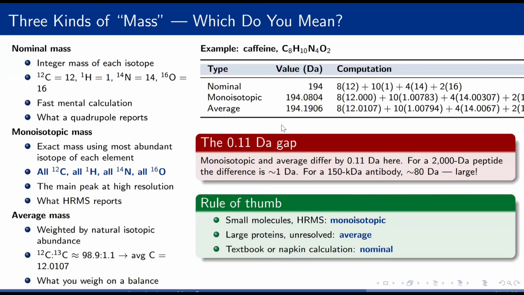But now scale up. For a 2 kilodalton peptide, the gap is about a full Dalton. For more, it becomes 80 Daltons, which is enormous. When you're reporting the mass of a protein and you confuse monoisotopic and average, you can be 80 Daltons wrong on a molecule where the relevant biological modifications are 16 or 80 Daltons. It matters. The rule of thumb: for small molecule high-res work, use monoisotopic. For large proteins with unresolved isotope envelopes, use average. For mental arithmetic on a napkin, use nominal.